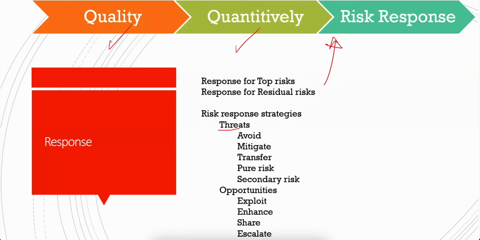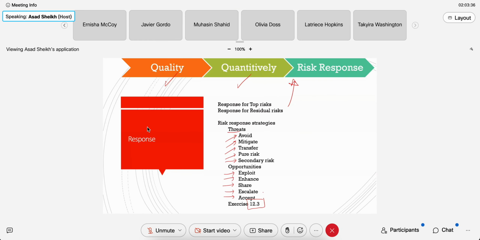If it's a threat: avoid, mitigate, transfer, pure risk, secondary risk. If it's an opportunity: exploit, enhance, share, escalate, accept. These are your options for mitigating. And there's an exercise 12.3. I want you to do it on your own, and it sort of describes these.